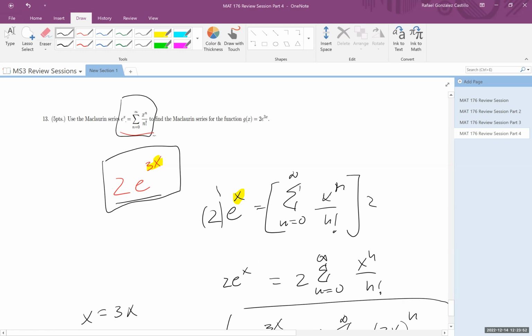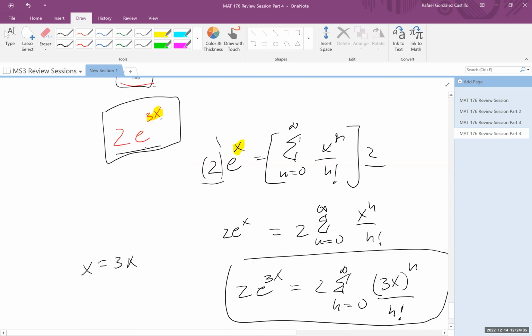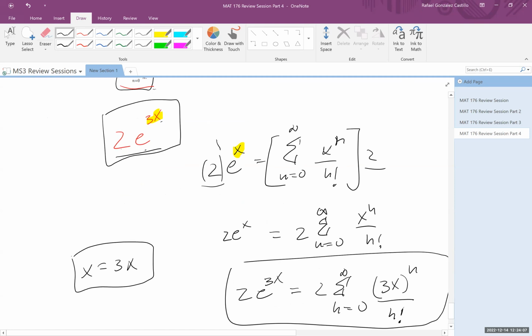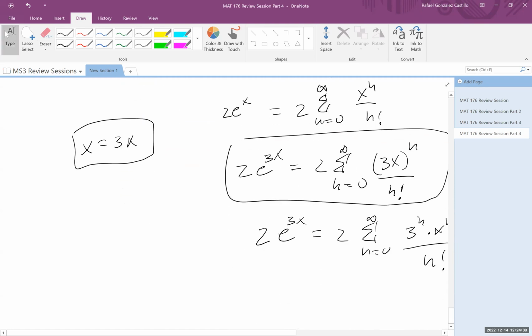We began with an e to the x on the left side. To make that e to the x look like a 2e to the 3x, we multiply both sides by 2. We're allowed to do this in an equation. And then to make x look like 3x, we simply substituted x literally with 3x. And we get the Maclaurin series for 2e to the 3x. Are there any questions on this one?